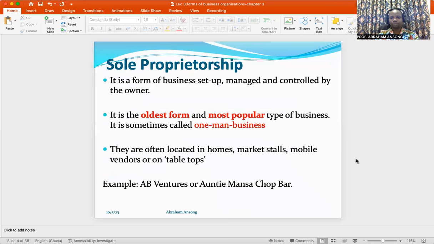What then is sole proprietorship? It is a form of business set up, managed and controlled by the owner. All right. It is the oldest form and most popular type of business. It is sometimes called one-man business.